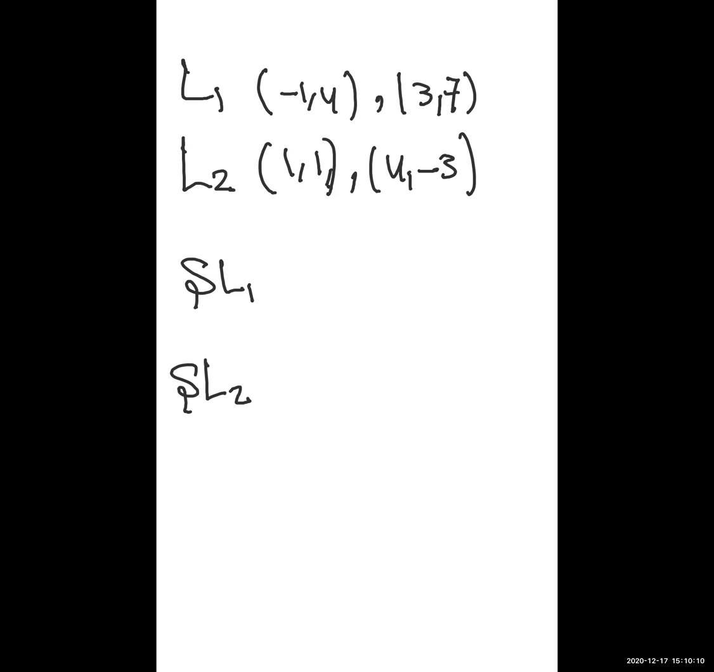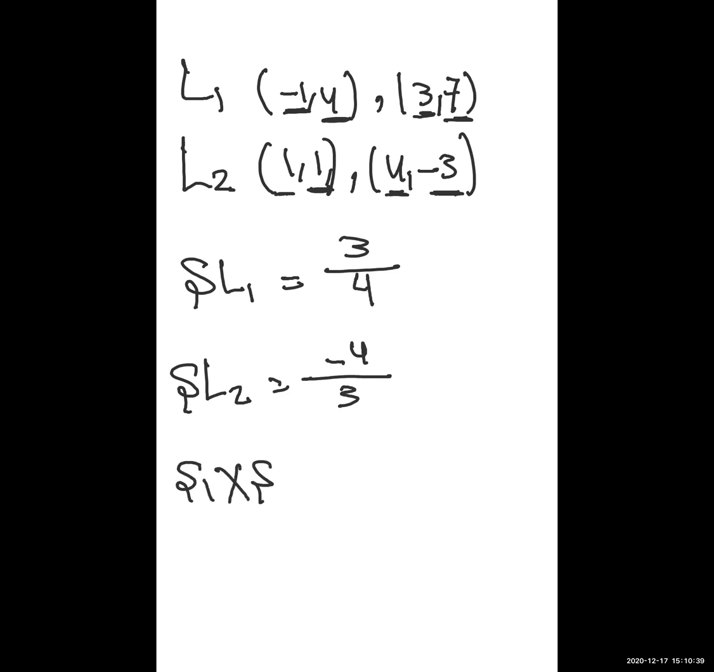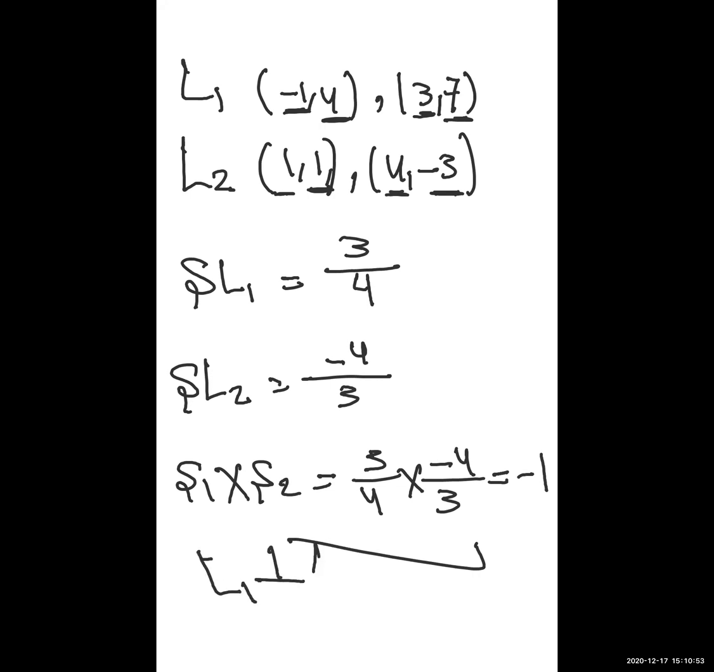So slope 1 is y2 minus y1, 7 minus 4, 3, over 3 minus -1, so 3 plus 1 means 4. The other one, line 2: negative 3 minus 1, so negative 4, over 4 minus 1, so 3. Now slope 1 times slope 2 equals 3 over 4 times negative 4 over 3, which equals negative 12 over 12, so negative 1. So this means line 1 is perpendicular to line 2. Okay, guys, is it clear? Yes. Okay, great.